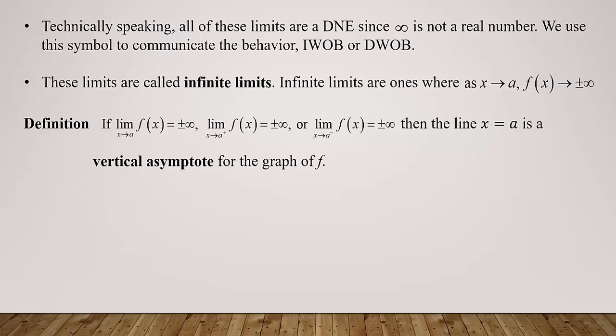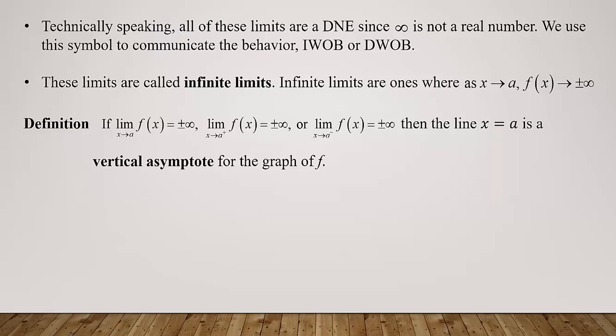It says if the limit as x approaches a of f of x is positive infinity or negative infinity, if the limit as x approaches a from the right side of a of f of x is positive infinity or negative infinity, or the limit as x approaches a from the left side of a of f of x is positive infinity or negative infinity, then the line x equals a is a vertical asymptote for the graph of f.